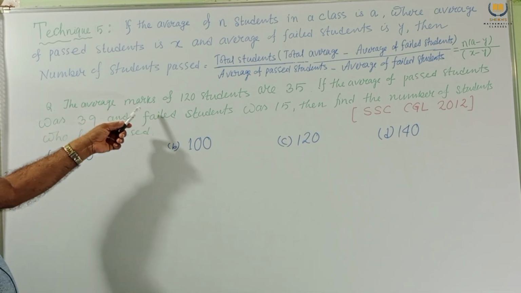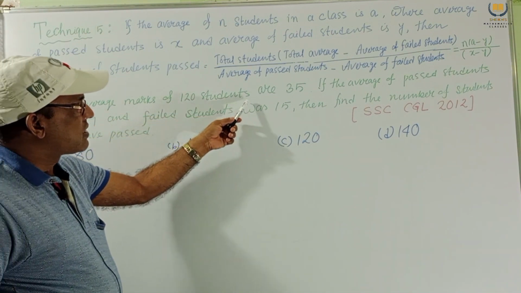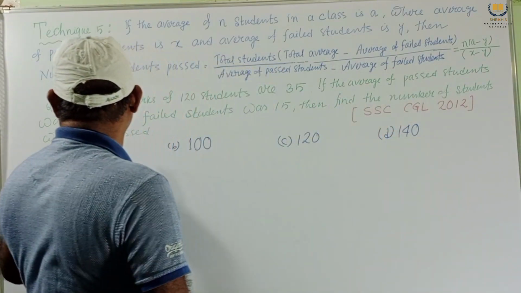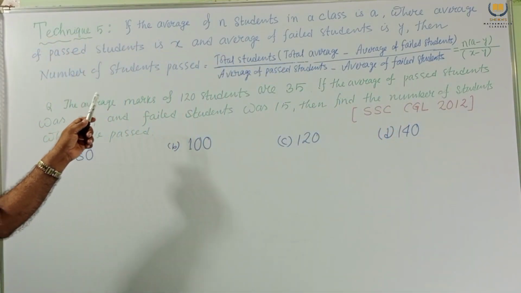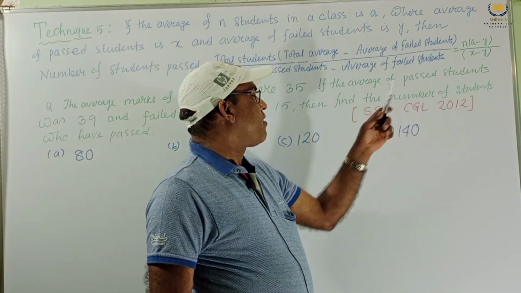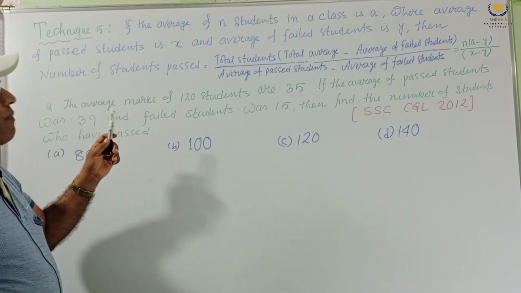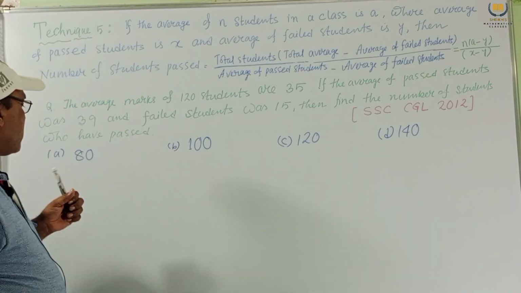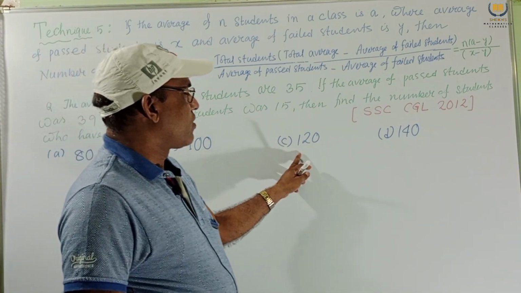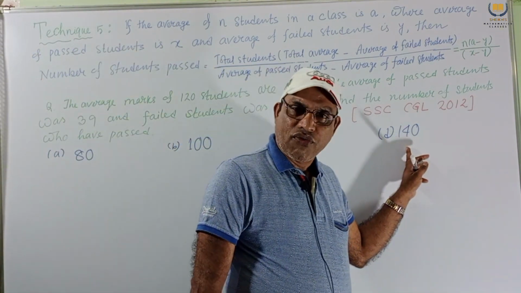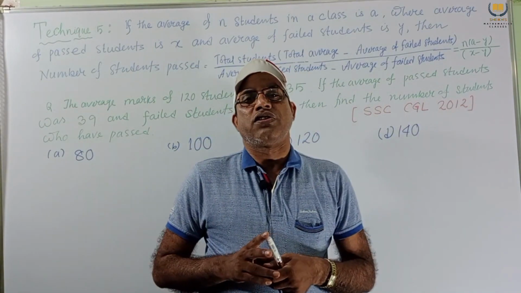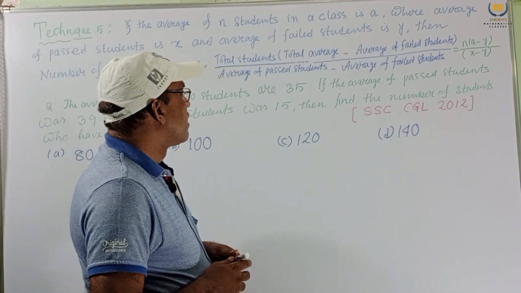The average marks of 120 students are 35. If the average of passed students was 39 and failed students was 15, then find the number of students who have passed. This is the problem. The options given are A 80, B 100, C 120 and D 140. This was asked in SSC CGL 2012. This is our problem.